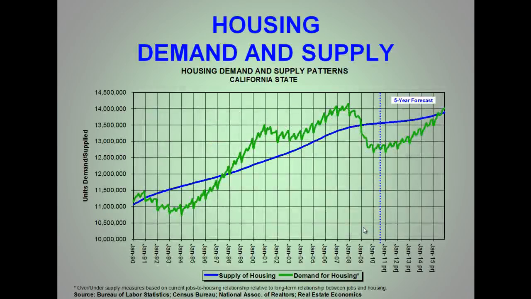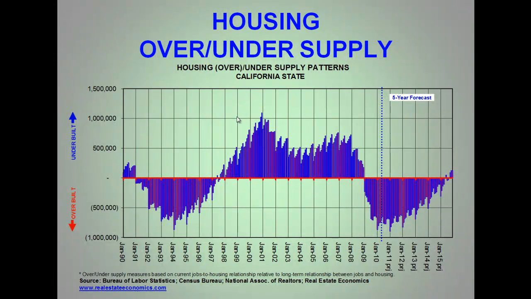In terms of how that impacts overall demand and supply for housing, in California, the demand curve is this green curve. The supply curve is the blue curve. When there's a difference between the two, you either have pent-up demand, as we did between 1998 and about 2008 when it began to crash, we began to lose so many jobs, or oversupply, which is what we have right now because of that loss of jobs. It's a bit larger than what we faced last time.